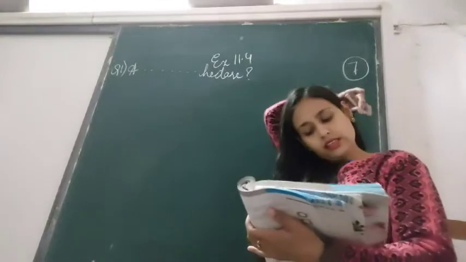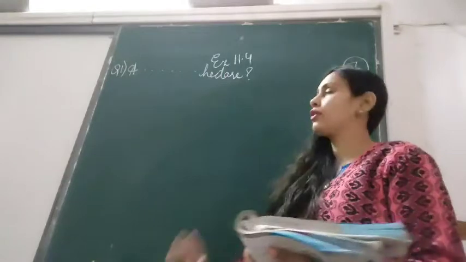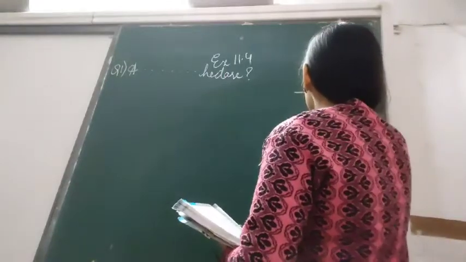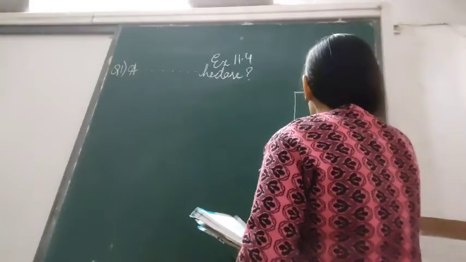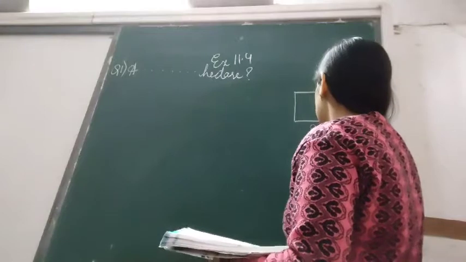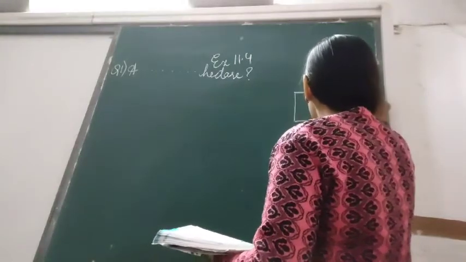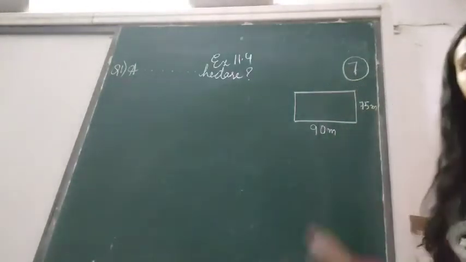A garden is 90 meters long and 75 meters broad. So, a garden is 90 meters long, that is the length, and 75 meters broad. Okay, you can see the diagram.